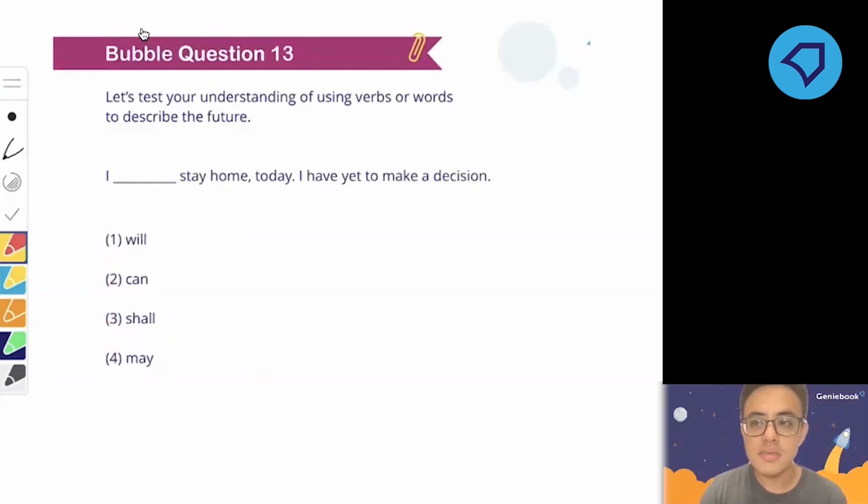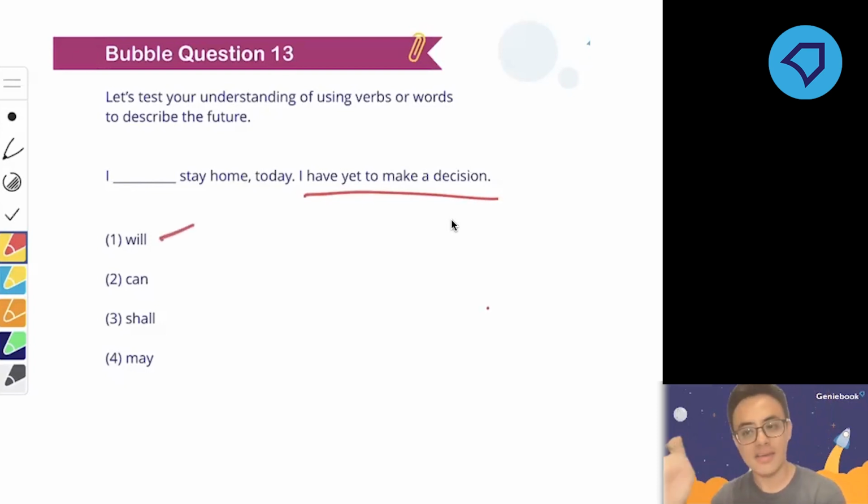Okay, question 13. Let's go. So those of you who listened to my toilet example and got it, congratulations. Very happy for yourself and myself. I have yet to make a decision. So I'm not sure. Now I will means that there is a very high chance that I will stay home today. But I have yet to make a decision, so it can't be will. I don't know for sure.